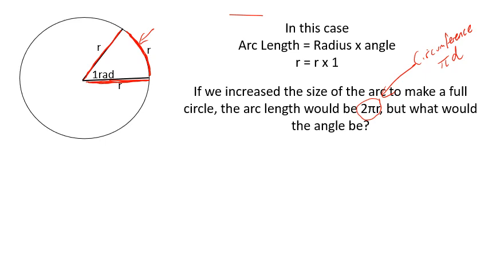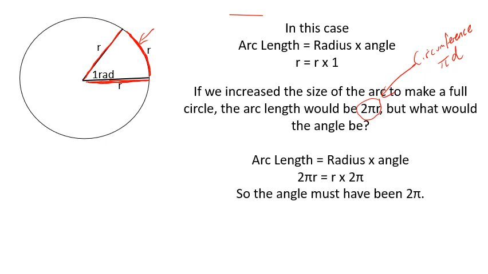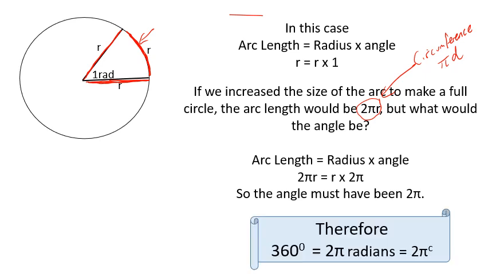But what we want to work out now is what would the angle be? Well, going back to that formula from earlier, the arc length is equal to the radius times the angle. If we increase the arc length to make a full circumference, so the arc length is now 2 pi r, the radius of the circle hasn't changed, so that's still r, which must mean that the angle must be 2 pi. Because what have we got to multiply r by to get 2 pi r? It's 2 pi. So the angle then must be 2 pi.